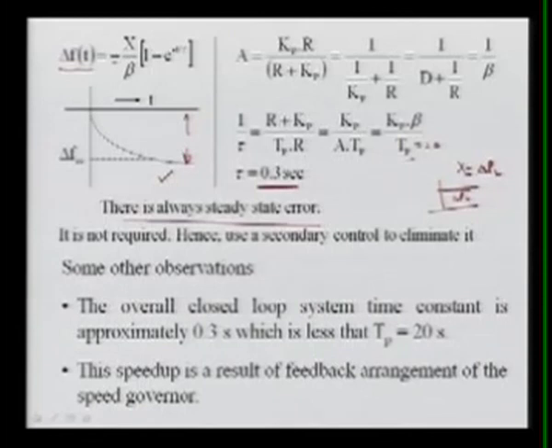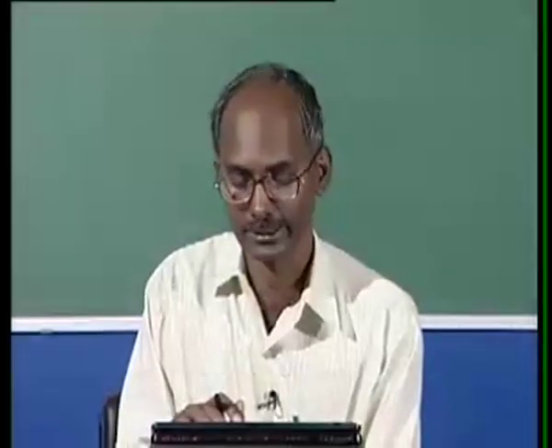If you ignore the governor time constant as well as the turbine time constant, you will get a response like this. But if you do not ignore them and consider them, then your response will be slightly different and will settle here. How many ripples there are, and how large the peak overshoot is, is decided by the time constants and the gains.